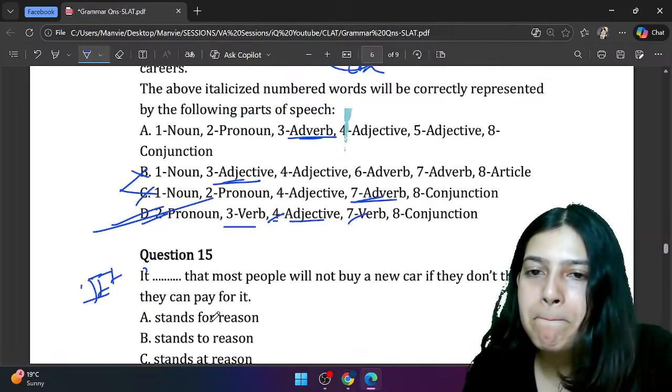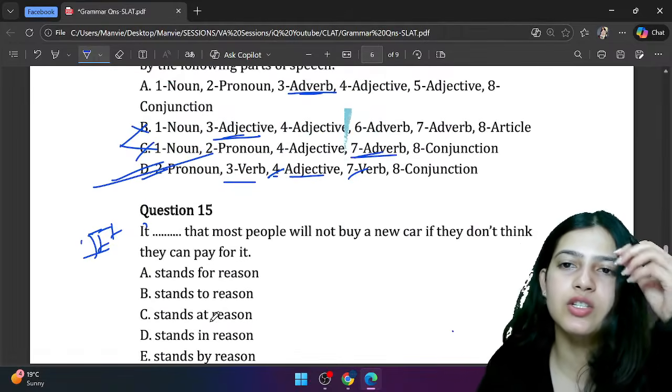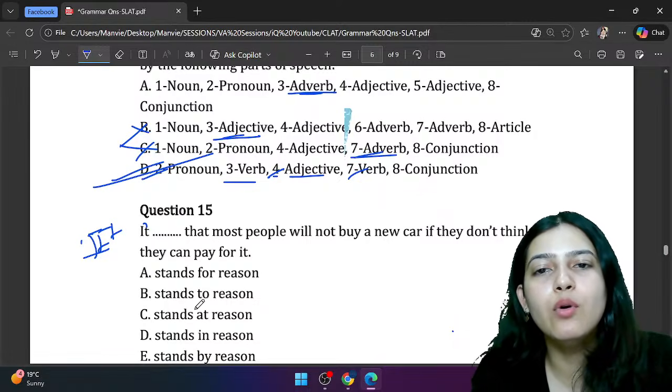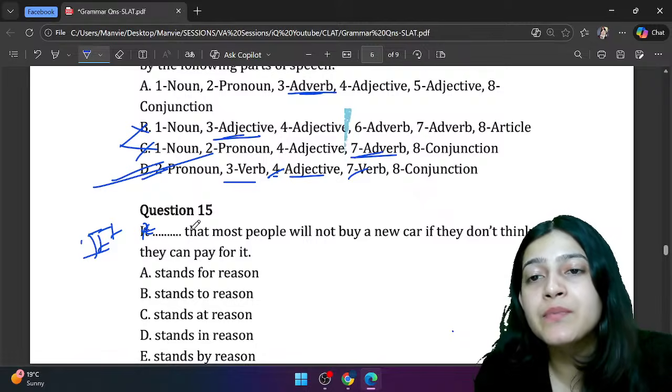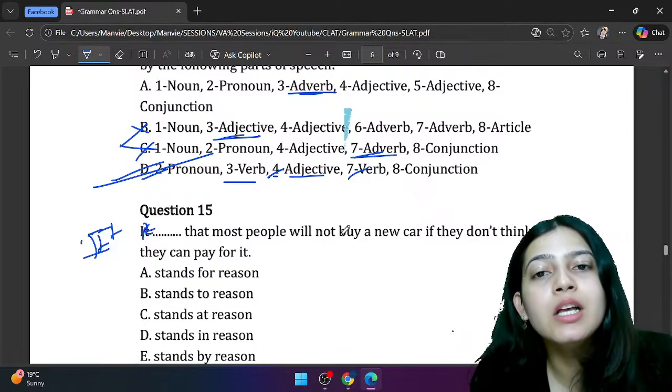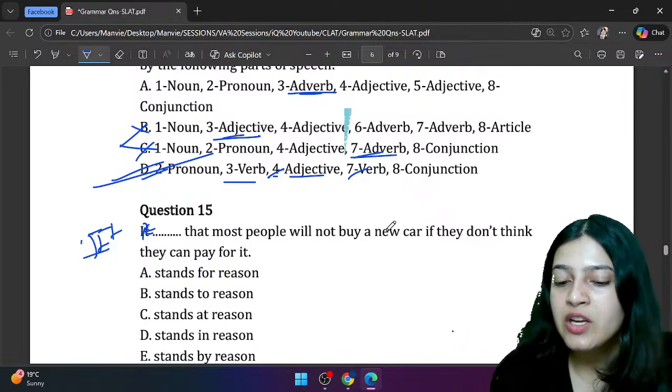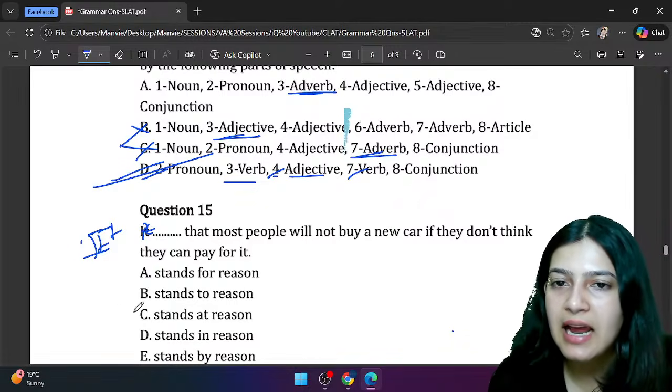Okay, coming on to this question, it dash that most people will not buy a new car. So we have some options. Stands to.